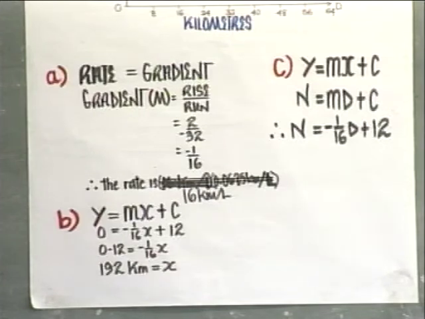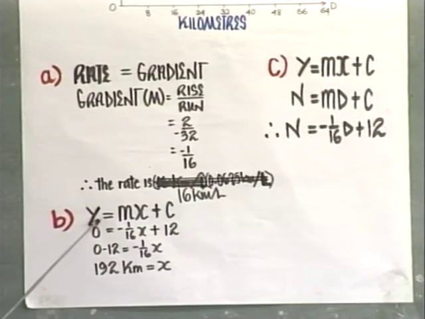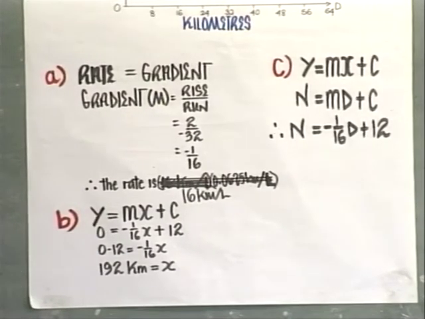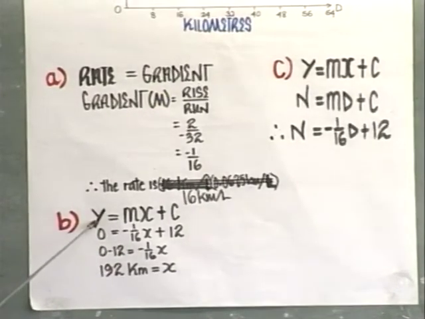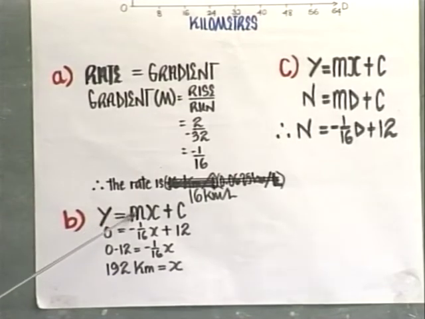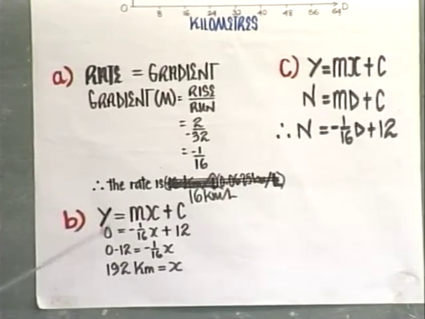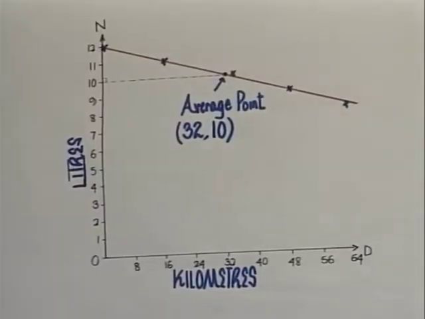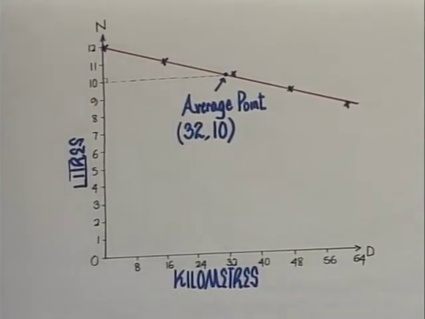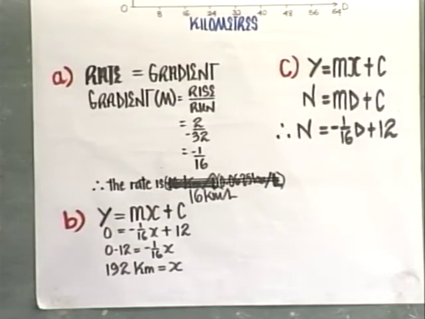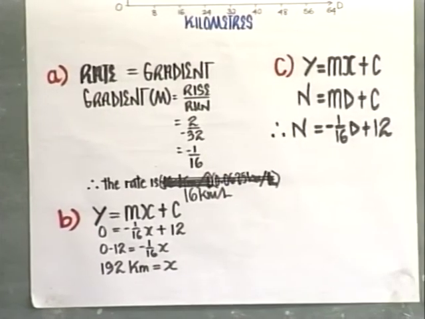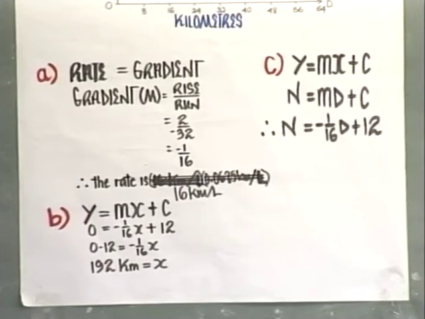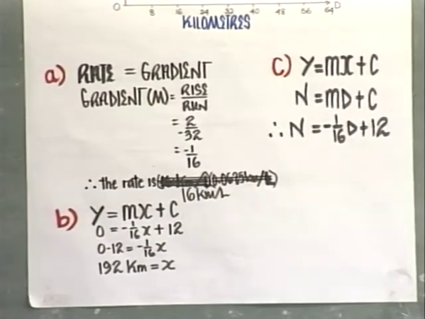For B, we use the normal formula, which is y equals mx plus c. So we substituted y as 0. We brought in the gradient, negative 1 over 16, and the y-intercept was 12. So to get x on its own, transpose the formula, and x equals 192 kilometers.